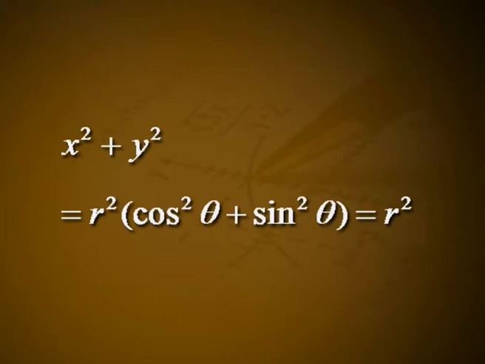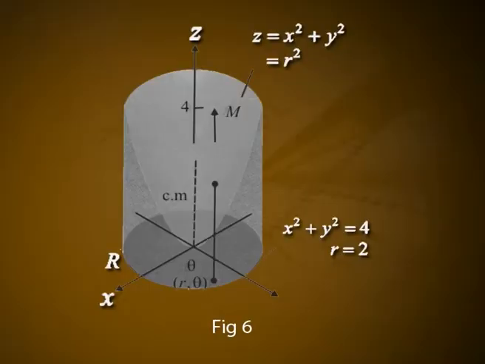Solution. First, we note that with x = r cos θ and y = r sin θ, x² + y² = r²(cos²θ + sin²θ), that is equal to r². A rough sketch of the solid bounded above by the paraboloid z = r² and below by the plane z = 0 is given in figure 6. Its base R is the disk x² + y² ≤ 4 in the xy plane, that is R is the disk |r| ≤ 2 in the xy plane.